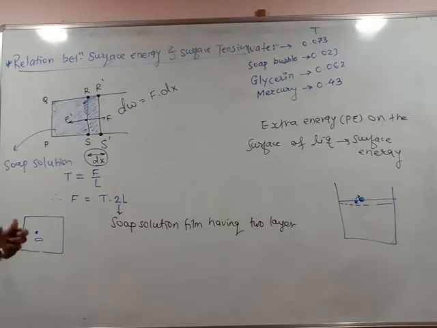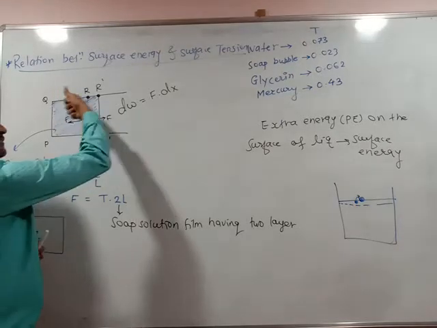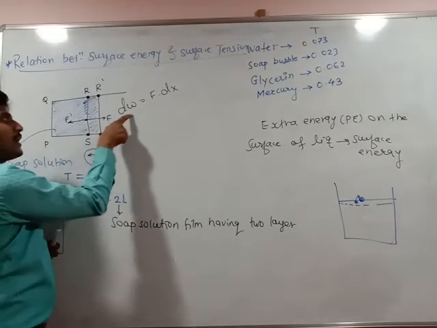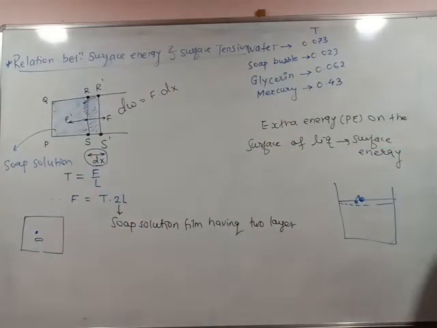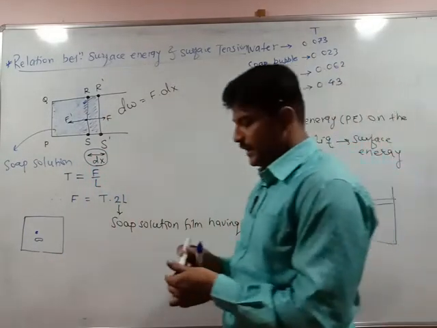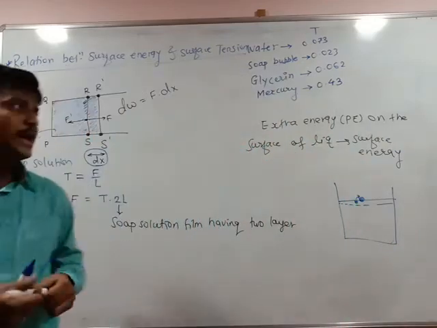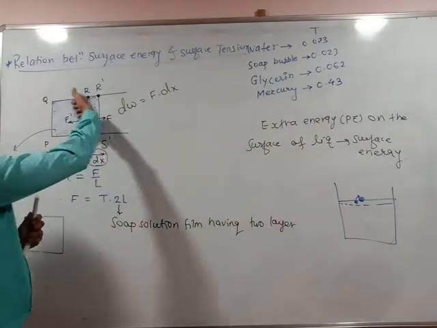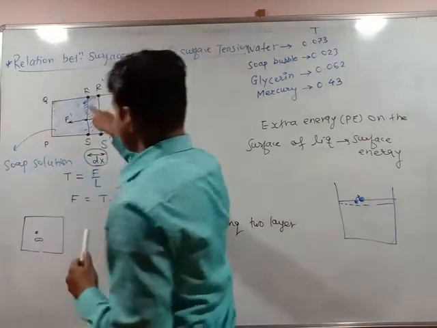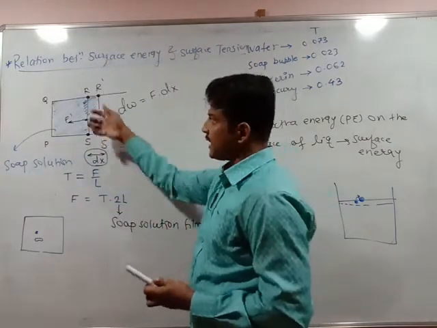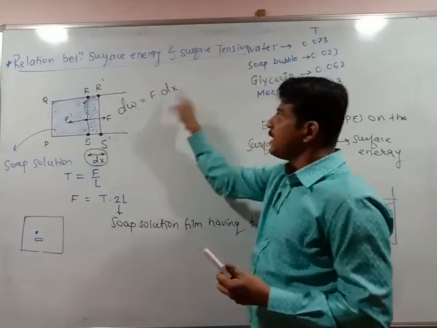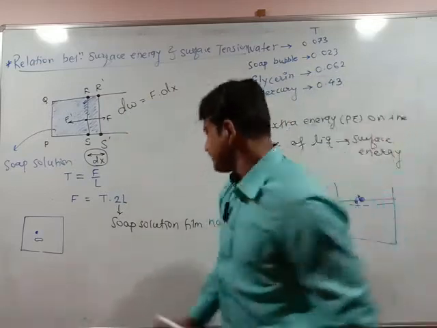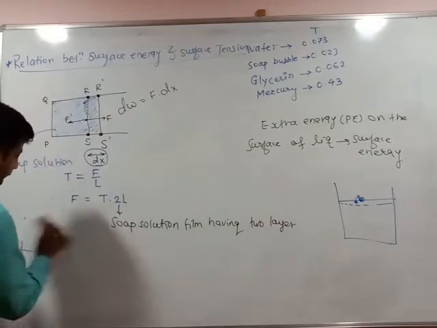Is it clear? Whatever work is done to displace the arm always converts into potential energy as per the work energy principle. Yesterday we again had a discussion on the work energy principle. Work is done on the arm RS to displace it by some distance dx. That work done is dW equal to F dot dx. Now we see the work done here.